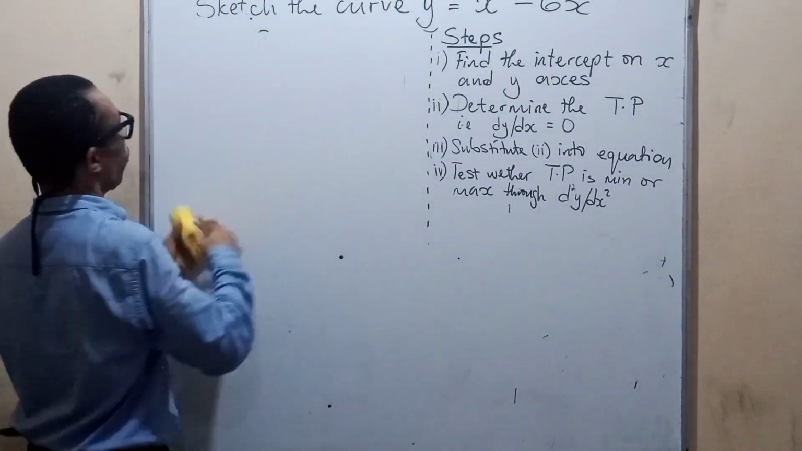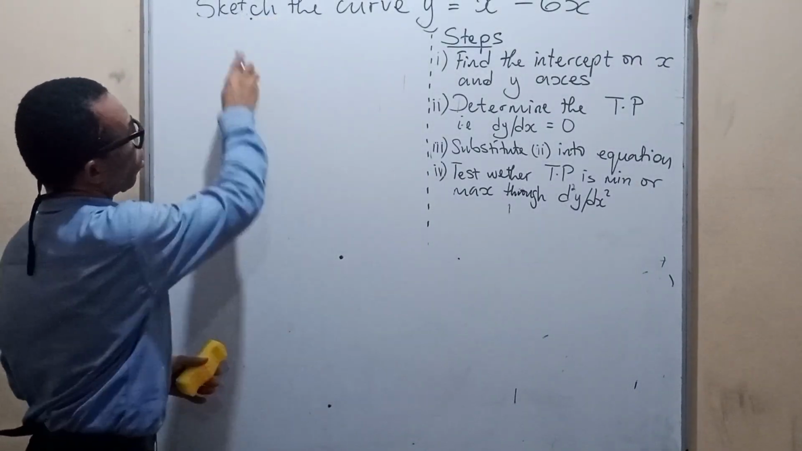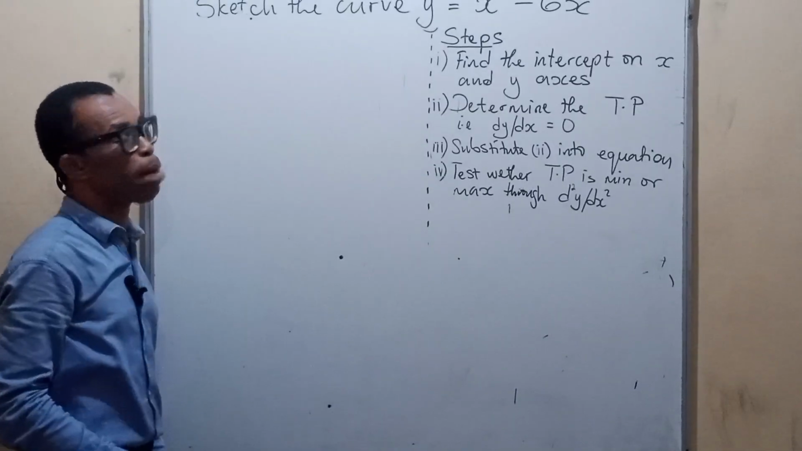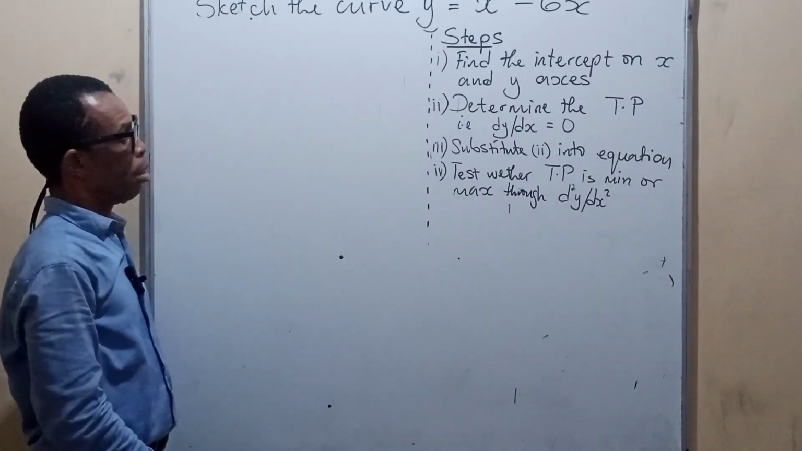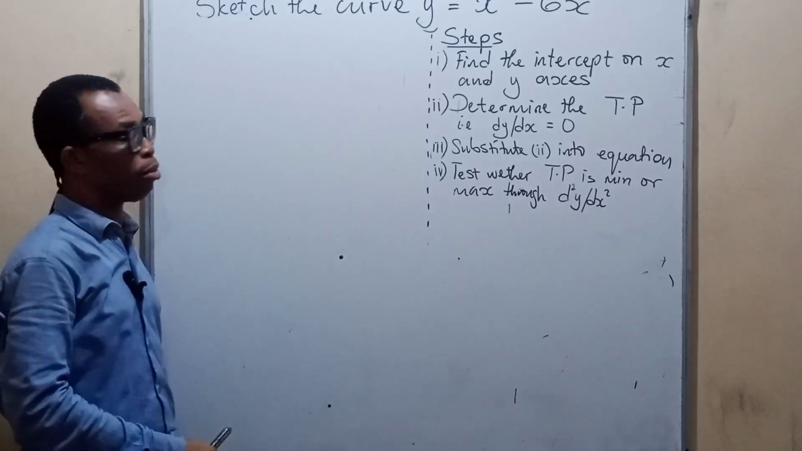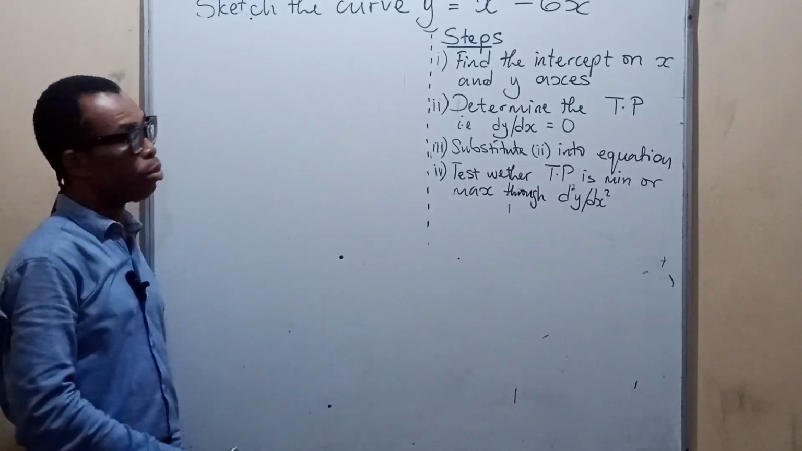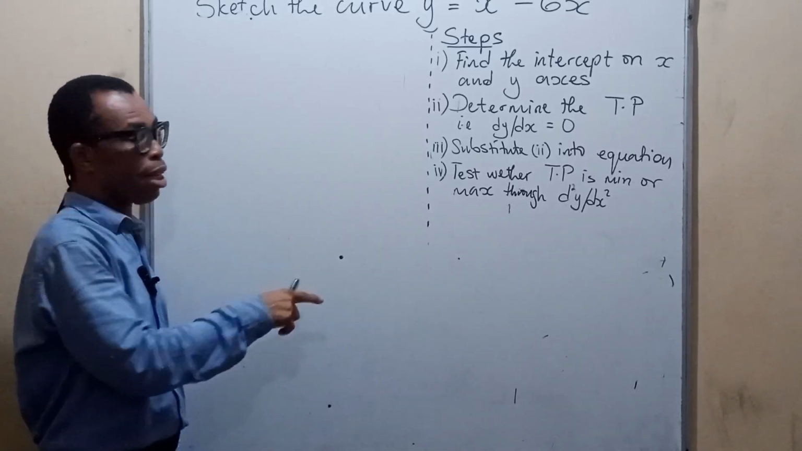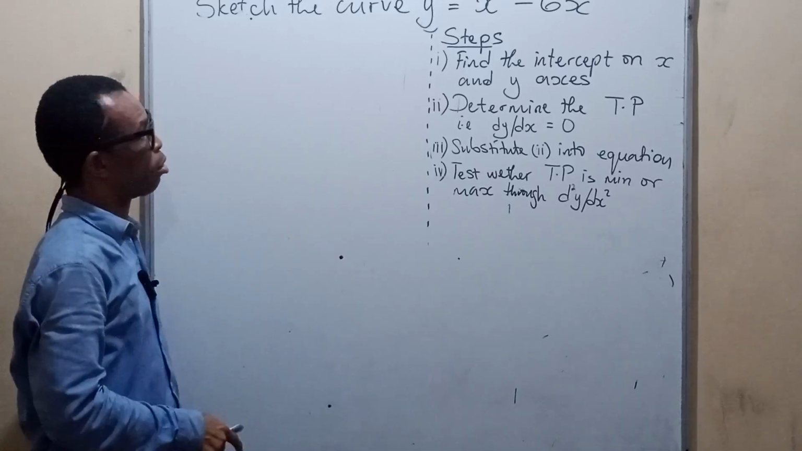The first is this question, which says sketch the curve y equal to x squared minus 6x. Now, sometimes the examiner requires the student to sketch the curve, not to draw. Sketching looks exactly as the drawn curve.